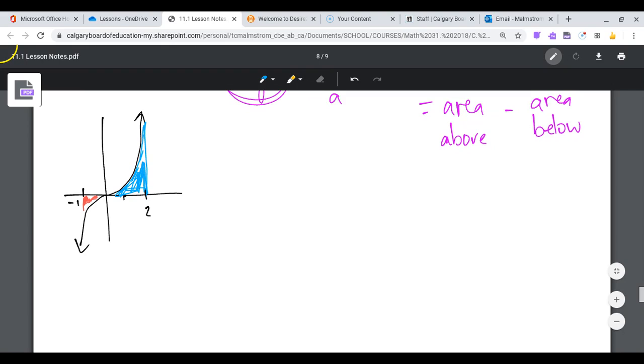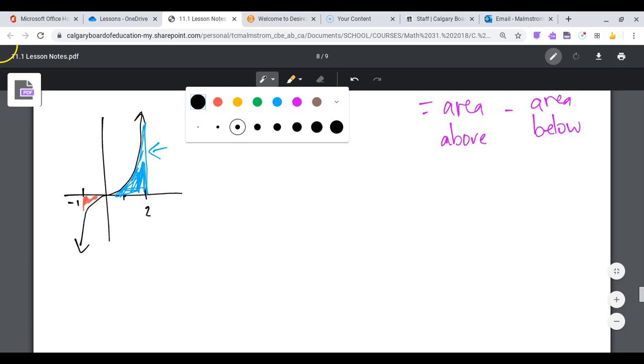So this is saying the region above subtract the region below will give me the answer to the integral, not to the area. If I wanted the area, of course, I would just calculate those and add them together. So I need to calculate each of these regions.